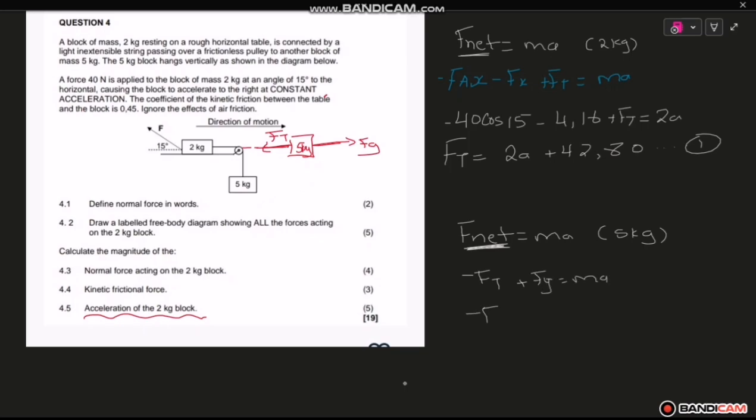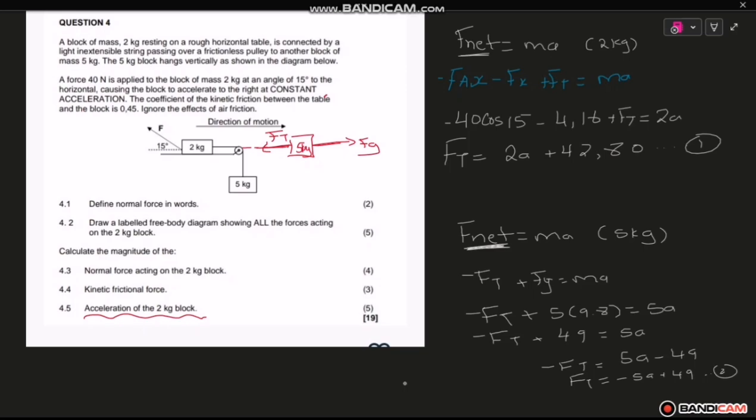Therefore, we do not have the value of FT. We do have mg here, which is 5 times 9.8, equals 5a. Therefore, let us make FT the subject of the formula. Plus 5 times 9.8, I'm using my calculator, I get 49 equals 5a. Therefore, minus FT equals 5a plus 49. Therefore, let us divide both sides by negative for FT to be positive. This is what we have, and this is our second equation.